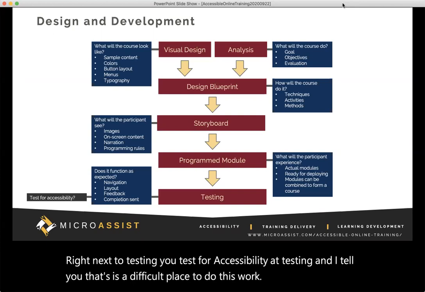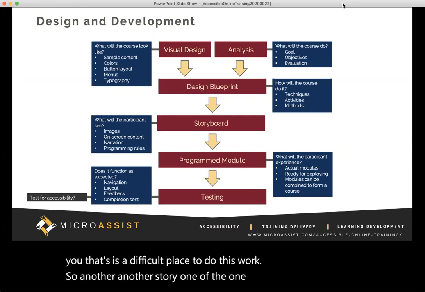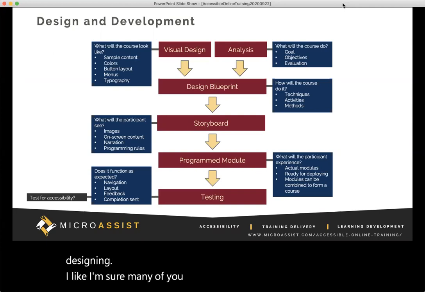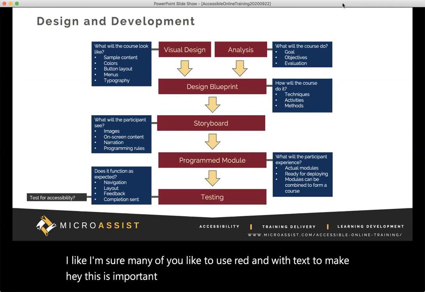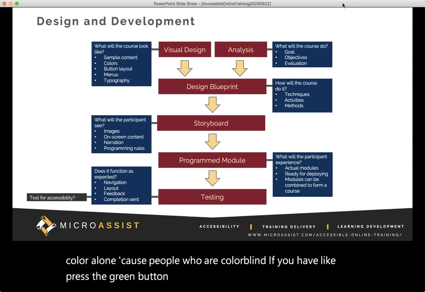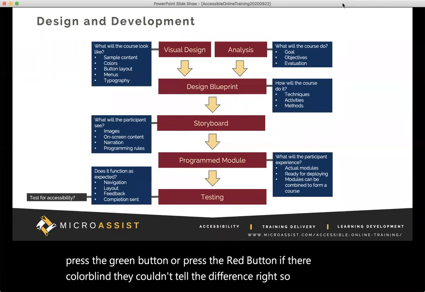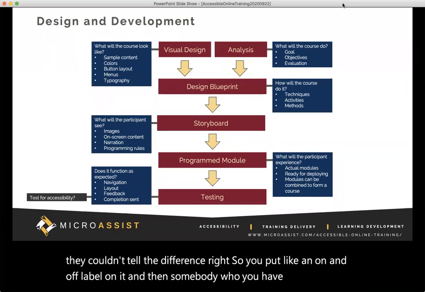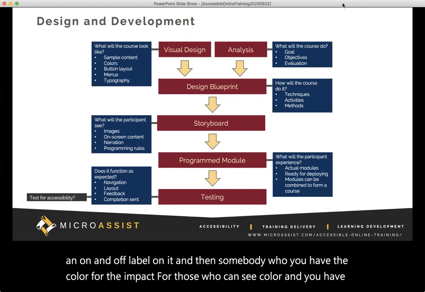So, another story. One online course that I was designing, I'm sure many of you like to use red with text to make, you know, hey, this is an important note, or a stop note. Now, you can never use color alone, because people who are colorblind, if you have, like, press the green button or press the red button, couldn't tell the difference, right? So you put an on and an off label on it, and you have the color for the impact for those who can see color, and you have the text for those who can't see color.